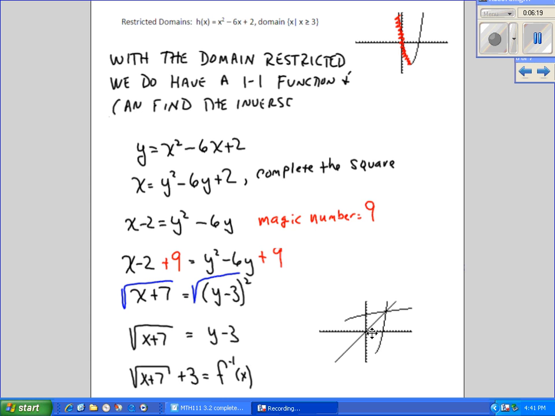And then again, graphically comparing the two, we can see we've got that symmetry there with the line y equal x.